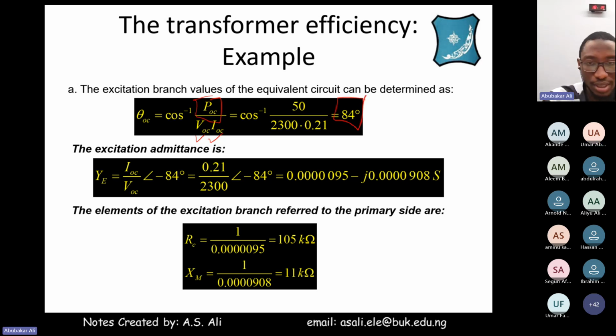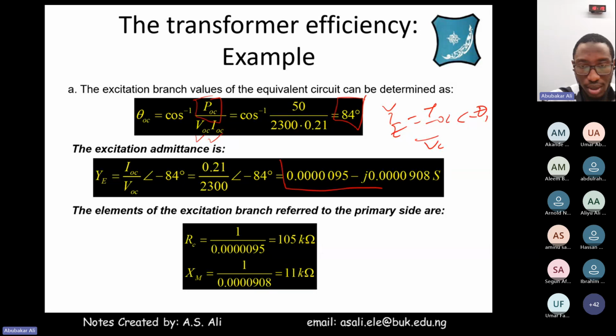Excitation admittance, if you did not forget, YE is IOC over VOC, angle minus theta OC, right? We have done this, and this gives us these values. If you do the conversion to Cartesian, you end up with this. And what is RC? RC, we say, is one over the real part. Okay, this is like we talked about this conductance last time.